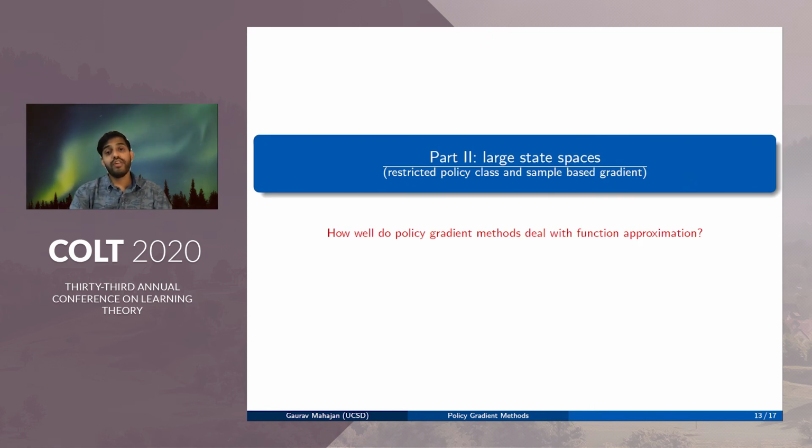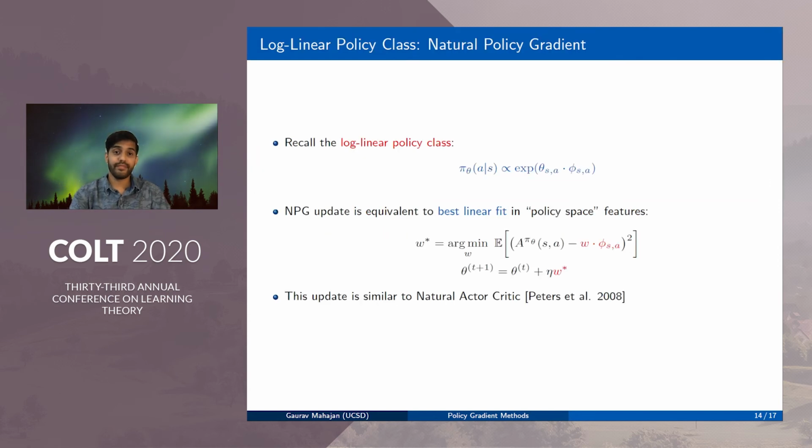Now I'll talk about policy gradient methods in large state spaces with sample-based gradients. The question we'll consider here is how well do policy gradient methods deal with function approximation? The first restricted policy class we'll consider is the log-linear policy class, where the probability of taking action a in state s is proportional to the exponential of some linear function. The natural policy gradient update for this policy class is equivalent to finding the best linear fit in the policy features, and is essentially solving a regression problem. This update is similar to the update in natural actor-critic.